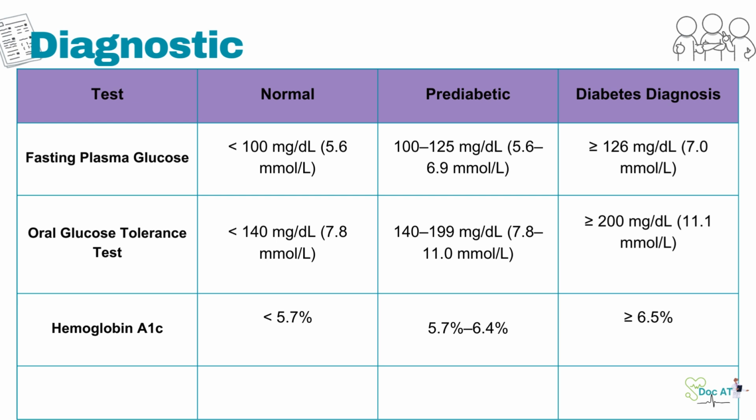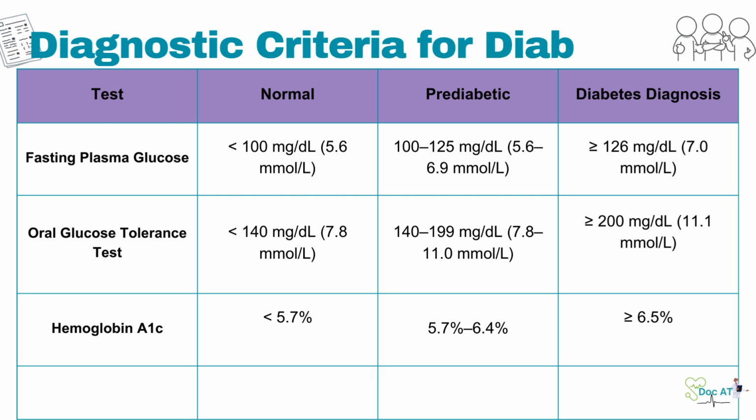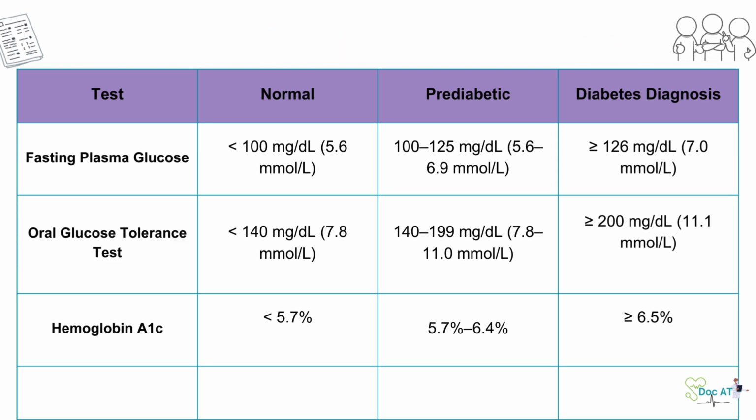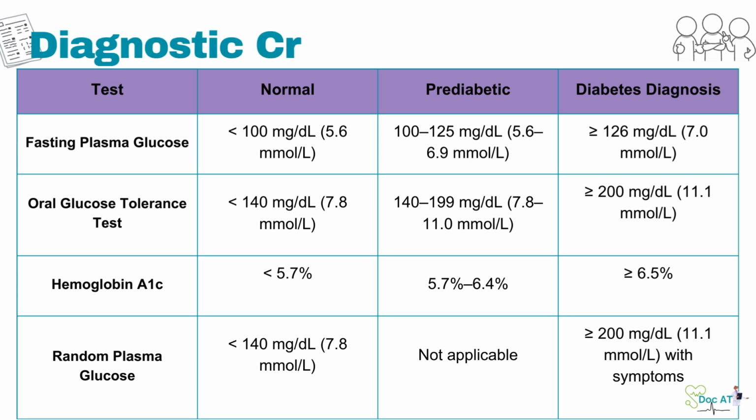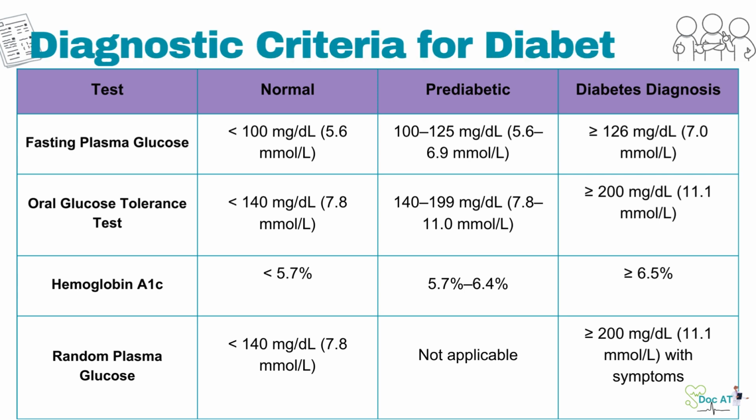Hemoglobin A1c. Normal range less than 5.7%. Prediabetes 5.7% to 6.4%. Diabetes diagnosis greater than or equal to 6.5%. Random plasma glucose. Normal range less than 140 mg per dl, 7.8 millimoles per liter. Prediabetes not applicable. Diabetes diagnosis greater than or equal to 200 mg per dl, 11.1 millimoles per liter, with symptoms.